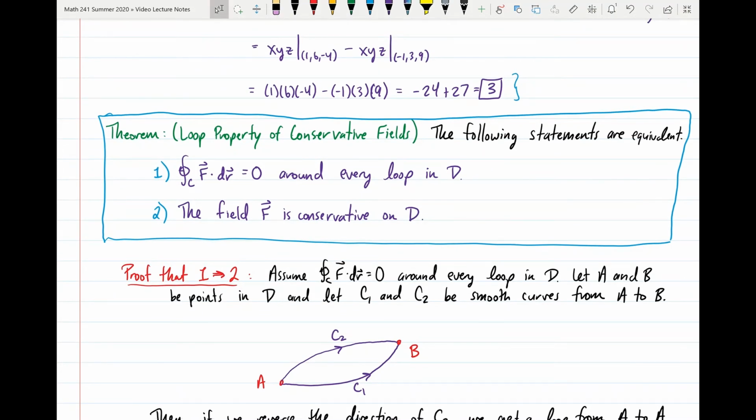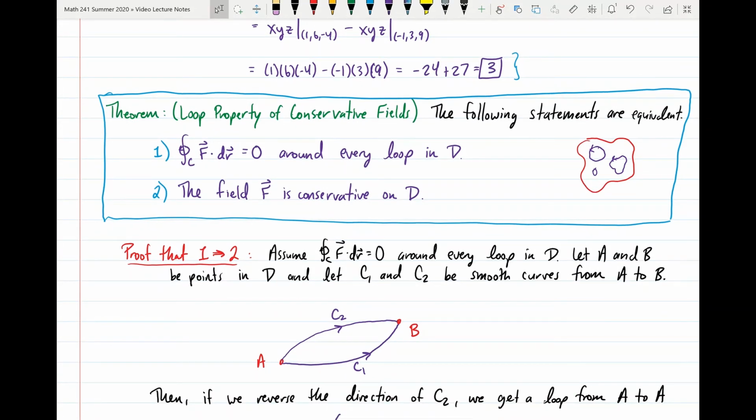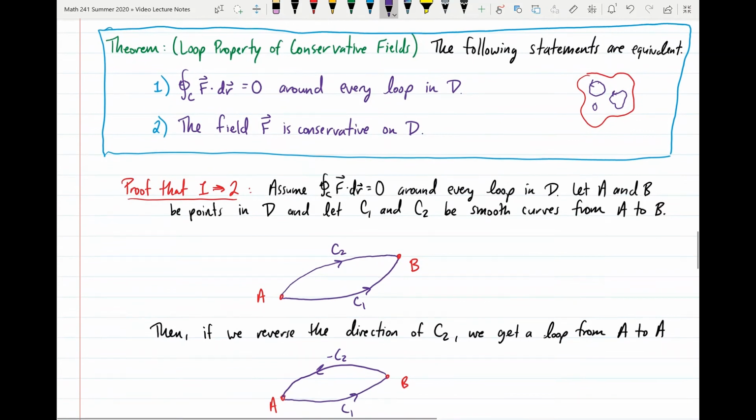So if it's the case that inside of a region D, the integral over any closed loop inside of that region, maybe I should even draw a little picture. Let's say that our region D looks like this, and we can pick any loop inside of here. And if we integrate around that loop, the value is going to be 0. So any loop that I choose inside of here, maybe it looks like this, maybe it's really small like this. Regardless of which one we choose, statement 1 is saying that the integral will always be 0. And statement 2 is saying that our field F will be conservative. And these statements are equivalent to one another.